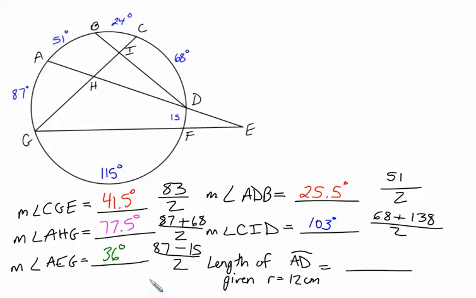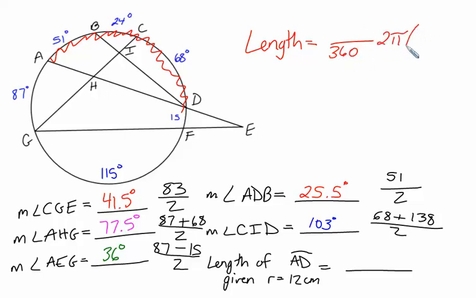Now the final thing that we have in this problem is to calculate the length of arc AD given that the radius of the circle is 12. So when we want the length, remember it's going to be the fraction of the circle, so some number of degrees out of a full 360, times the full circumference, which is 2 pi r. In this case, when we're looking at the length of arc AD, the radius is 12, the number of degrees is going to be the 51 plus the 24 plus the 68. So that's going to be 143.